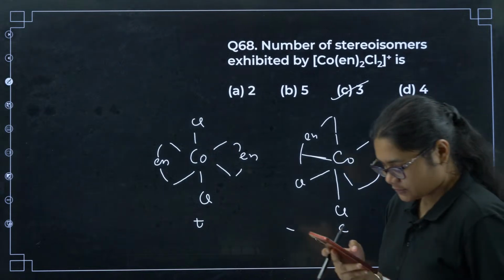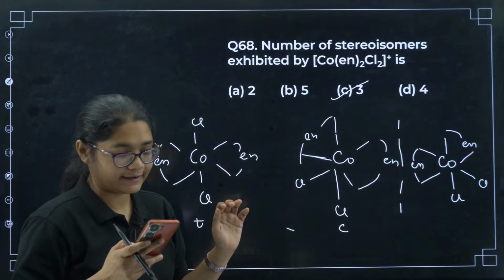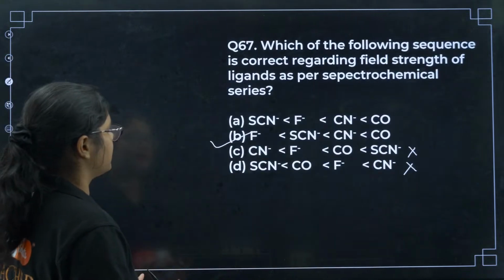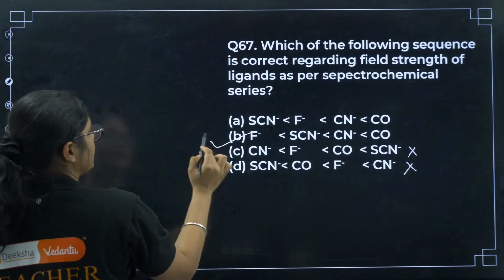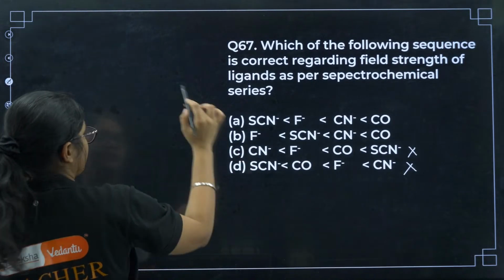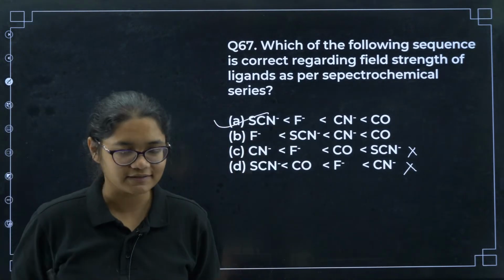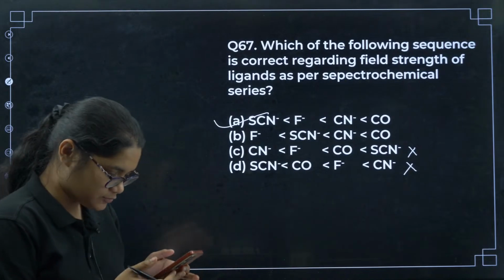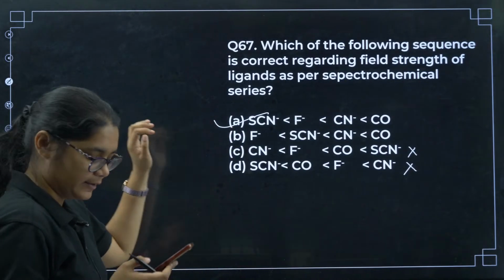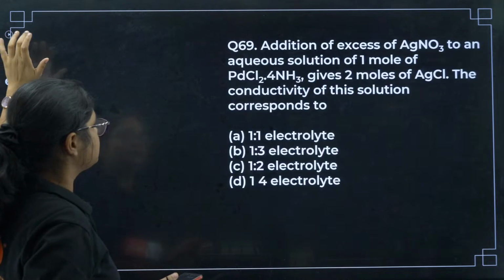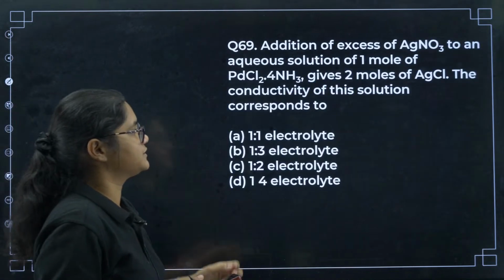Okay, so students, here is a small error. Yes, Anupam is correct here. So please correct it. SCN is less than F minus. My bad, I forgot the spectrochemical series. Sorry students, so it is option number A here. Okay, fine. Let's move to the second last question.